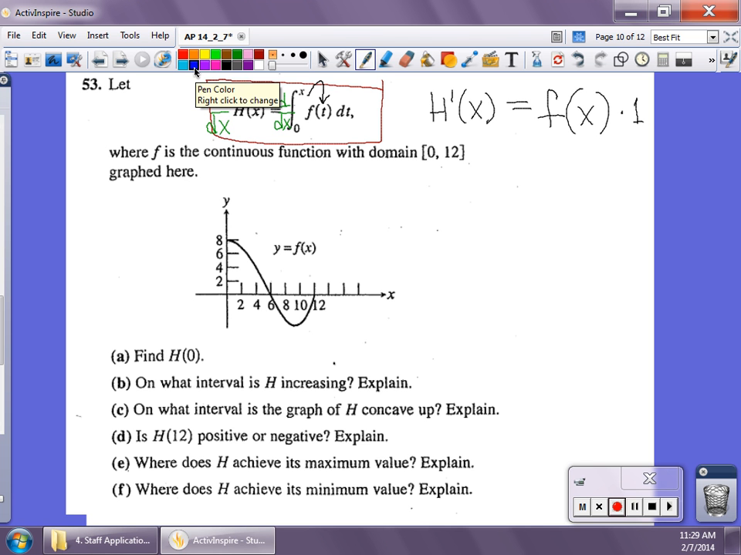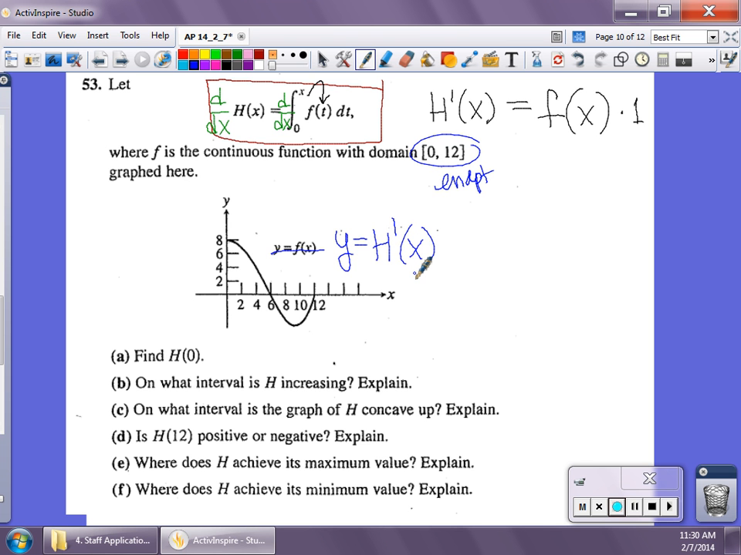All right, so we have a continuous function on an endpoint domain where y is equal to f of x. So this function, f of x, that's what it labeled the graph. Look at all your questions. H, H, H, H, H, H. All your questions ask about h. They don't ask about f. So you're going to take your statement and change it.